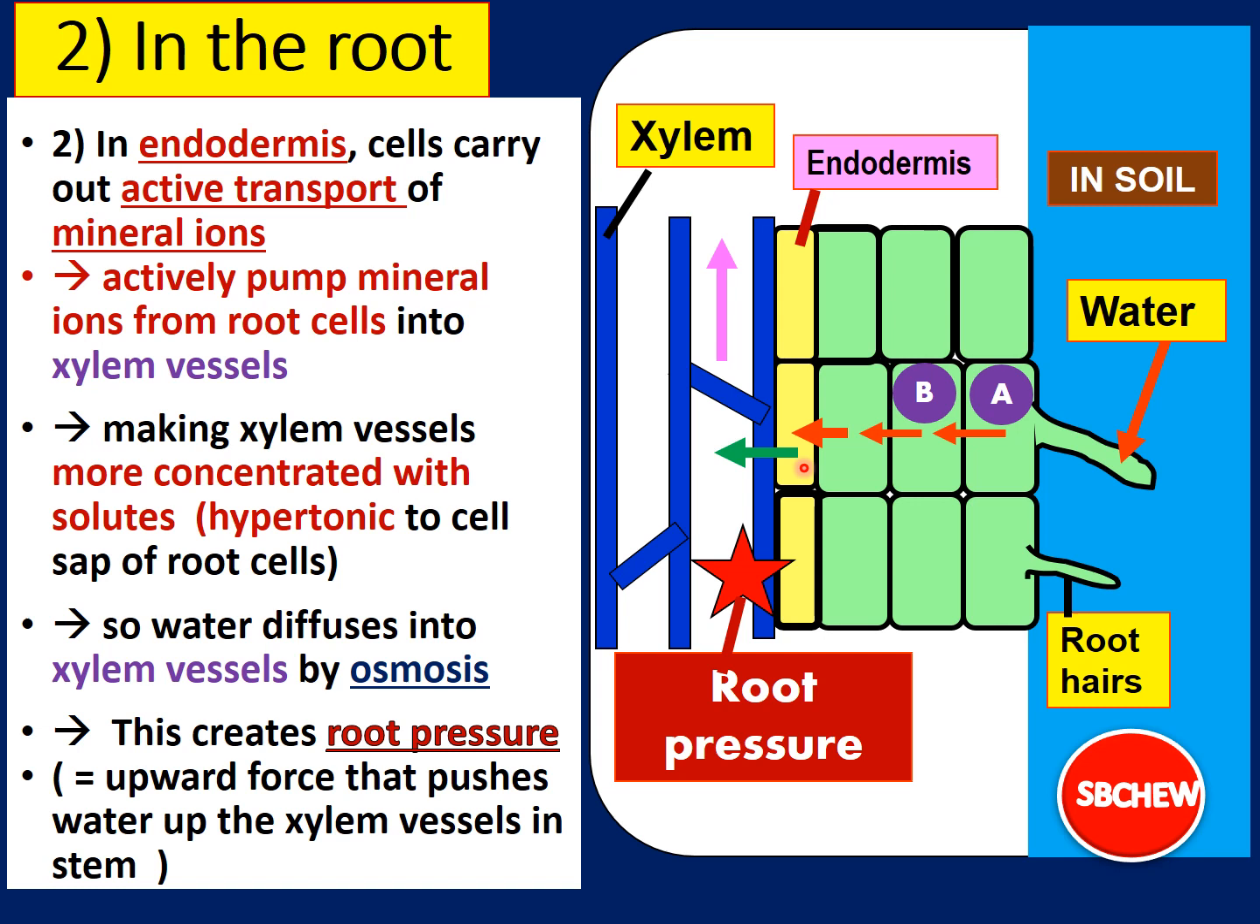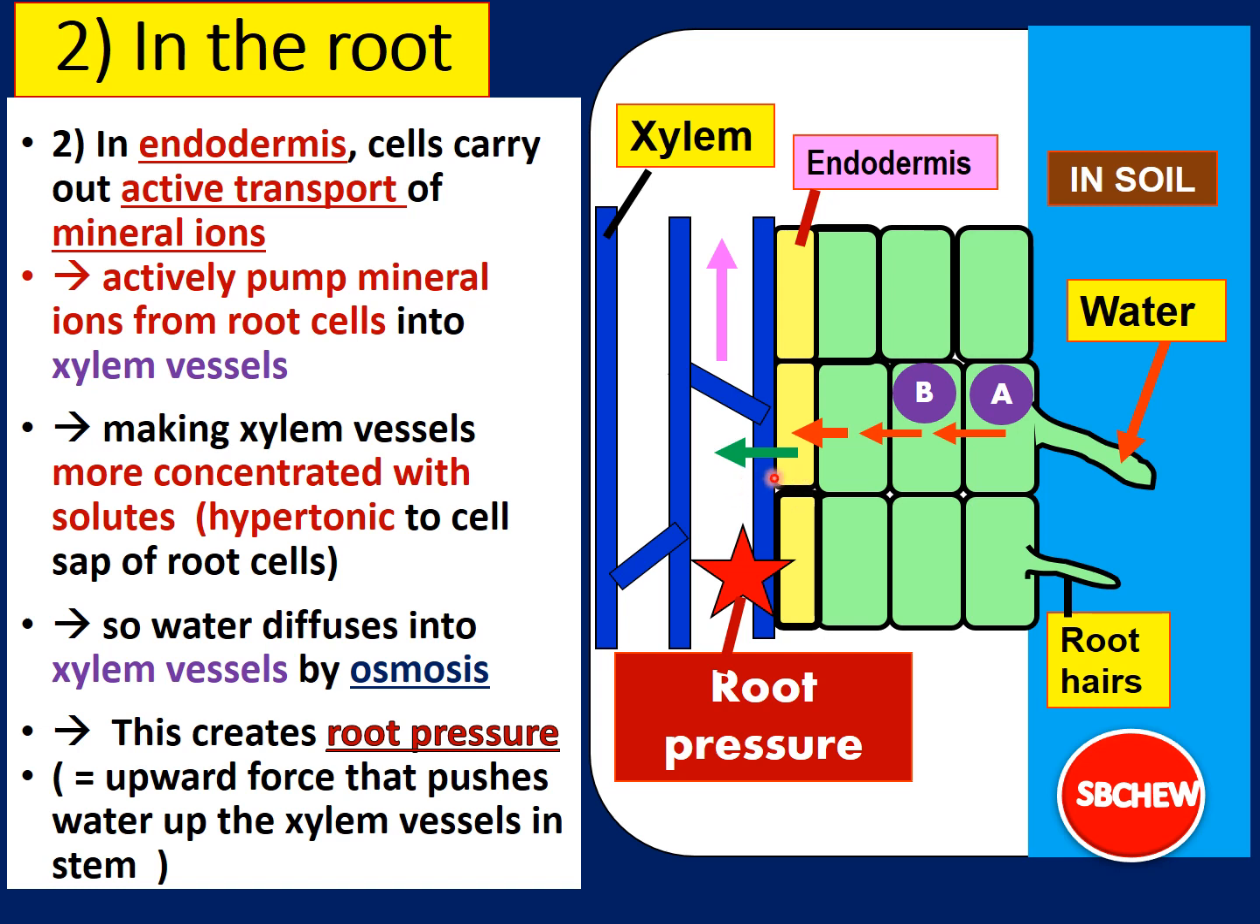So if mineral ions are not pumped into the xylem vessels, there will be no condition where the xylem vessels are hypertonic, and then water cannot diffuse in by osmosis. Therefore, mineral ions have to be pumped in by active transport to make sure that xylem vessels become hypertonic to the cell sap of these endodermal cells. Then water diffuses in by osmosis.